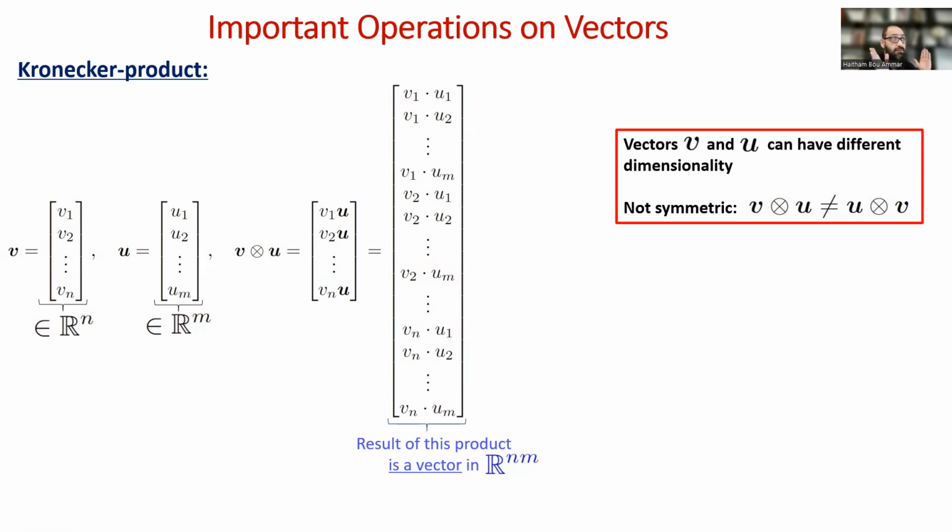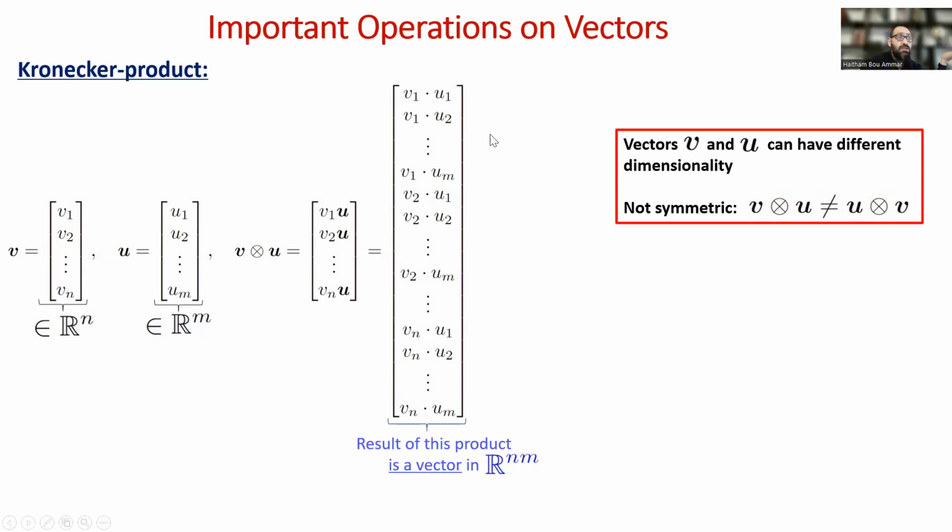Then you will have another one, which is v2 times u, so you will get v2 u1, v2 u2, up to v2 um. And then you will have the last one, which is vn times u, so you'll get vn u1, vn u2, up to vn um. So if you had a vector V in Rn Euclidean space, we know what that means. If we had a vector U in Rm Euclidean space, we know what that means.